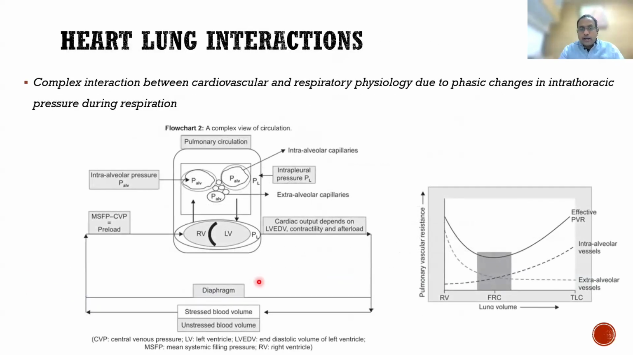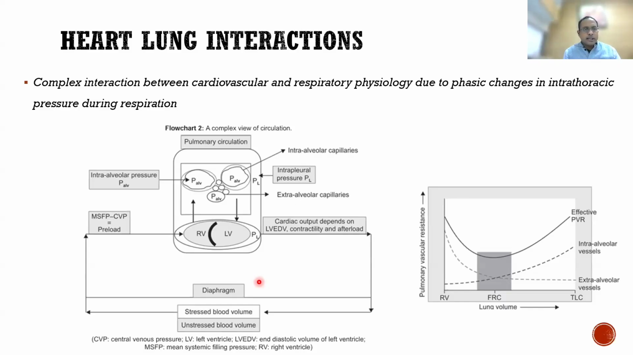Now coming to a very important point about the dynamic measurements of the heart-lung pressures. First we have to understand heart-lung interactions. These are complex interactions between cardiovascular and respiratory physiology due to phasic changes in intrathoracic pressure during respiration. So we'll go slow from here. We have to understand these heart-lung interactions, because this is where we need to interpret our dynamic measurements of fluid responsiveness, all our pressures, and how we interpret that.